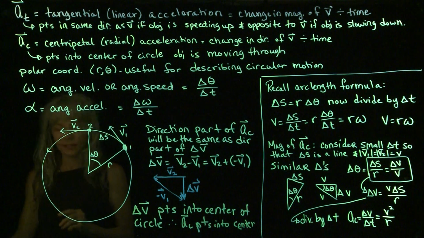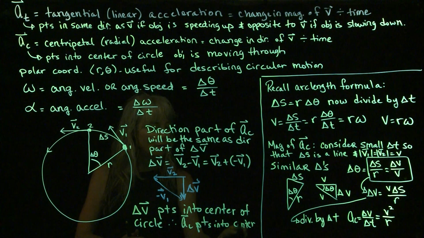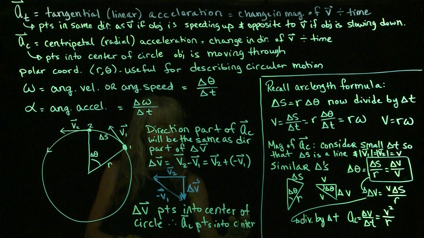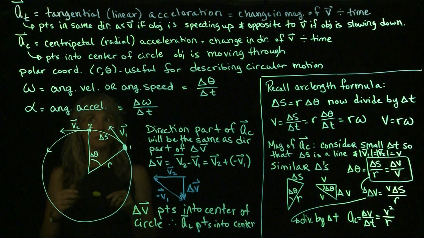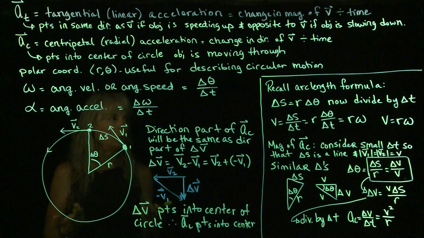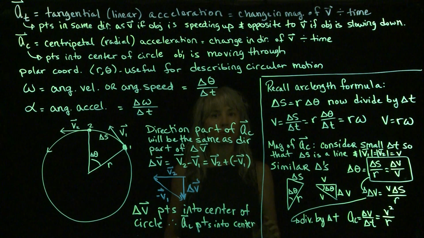So they both point into the center of the circle. And so now we've shown that we can find the direction part of the centripetal acceleration. And now let's find the magnitude part of the centripetal acceleration, which we wrote down last time but didn't actually prove. Okay?